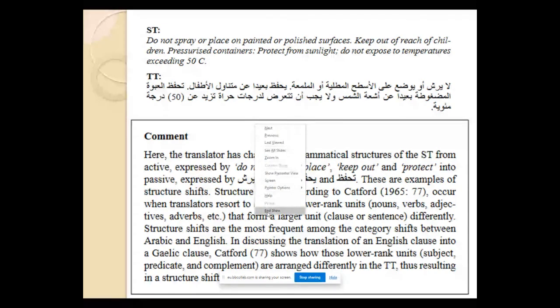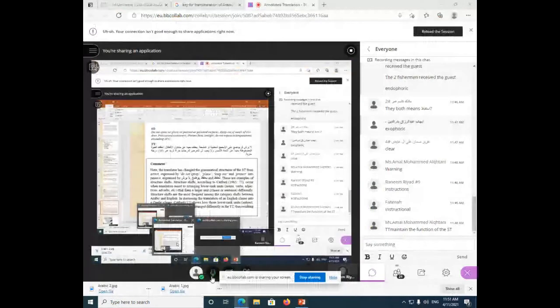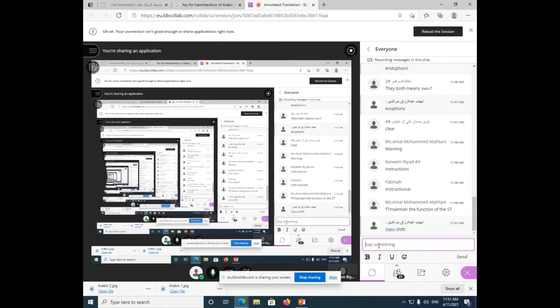Of course, Catford was a pioneering scholar, and he was known for basing translation theory on linguistics. Okay, so I don't know if you studied that in translation theory. Okay, but we have other different shifts according to Catford, for example. So the example that we have come across just now is structure shift.